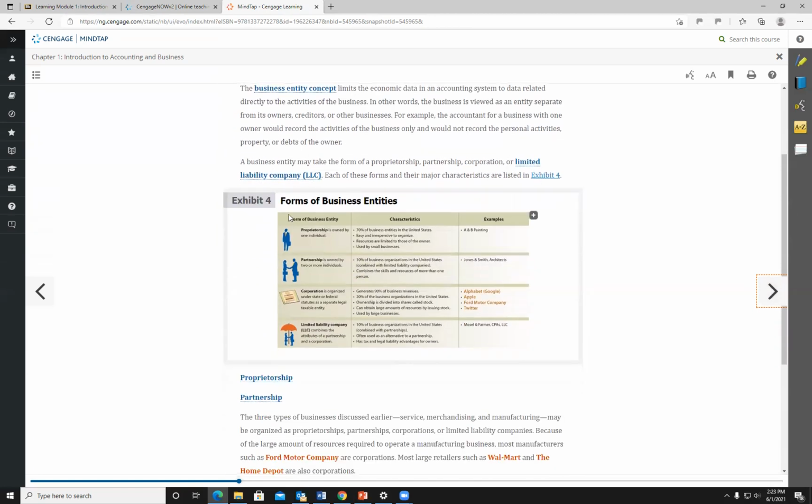And then here are examples of different types of businesses and what their characteristics and examples are. I'm not going to go through reading them, but I do encourage you to read them for yourself, whether you pause this video and read them or you independently read chapter 1.